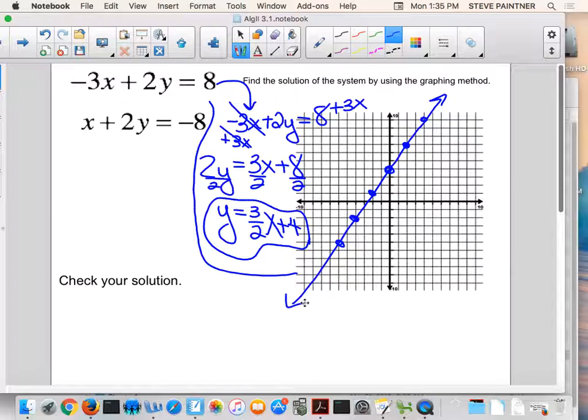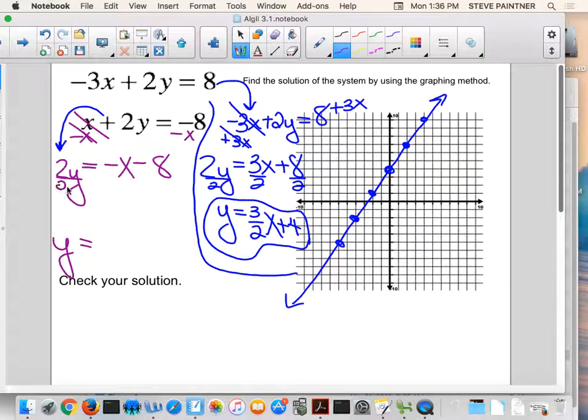Okay? Now, what about this line, or this equation? Solve it for y. So I would subtract x from the negative 8. I would get these to cancel. 2y equals, I'd put the x first, minus 8 last. Divide by 2. Once you divide by 2, you get y. Divide by 2, divide by 2. What's the number in front of x? Negative 1/2. Negative 1/2 x minus 4.